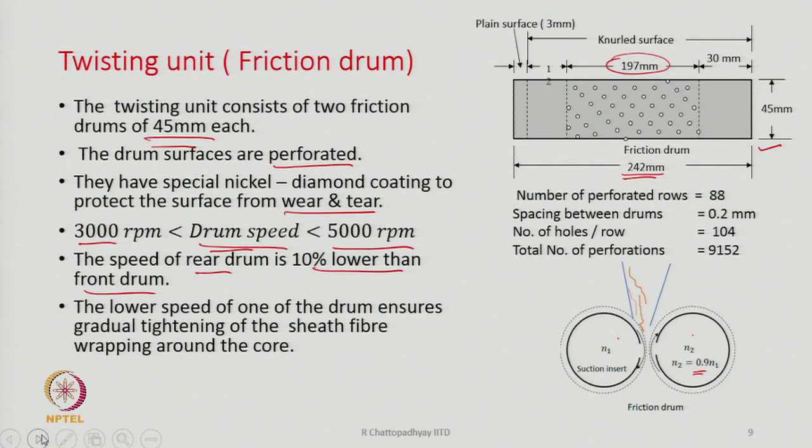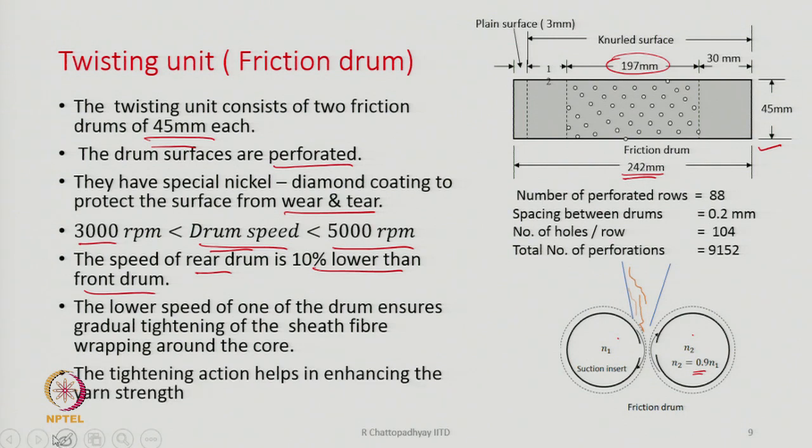The wrapping fibers, the sheath fibers, as they start getting wrapped, this wrapping action will gradually be tightened if one drum moves slower than the other, and this tightening will help in enhancing the yarn strength.